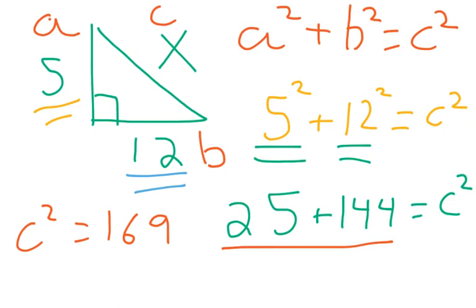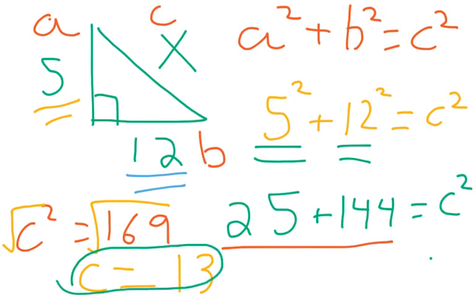So it looks like I'm done, but remember, I have to get c by itself, and I don't have a plain c, I have a c squared. So what do I have to do in algebra? I have to do the opposite of squaring, which is the square root. And so when I put the square root of 169 in my calculator, I get 13. So the missing side of that right triangle is 13.